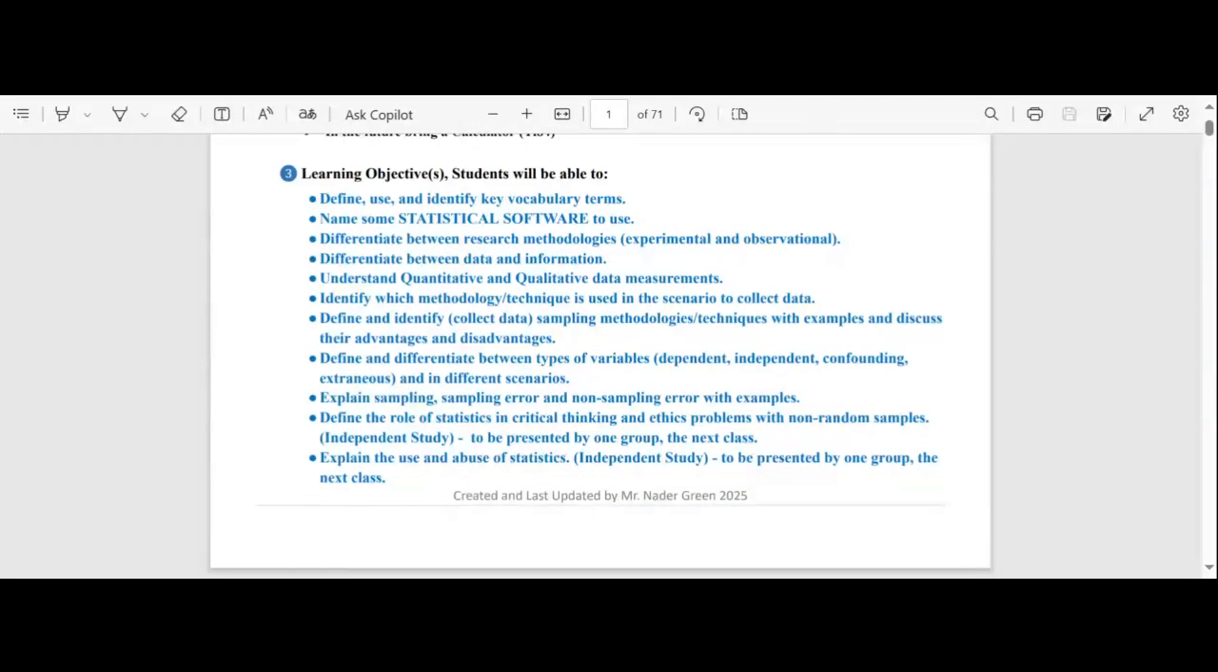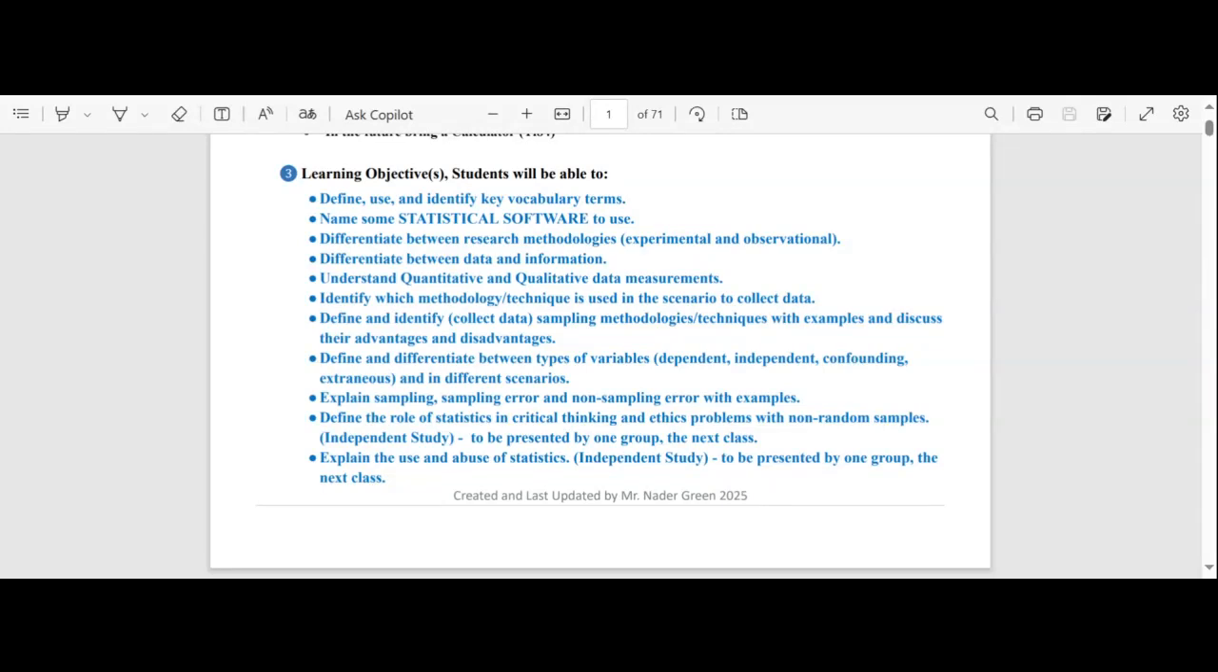Identify which methodology or techniques is used in the scenarios to collect data. Define and identify collecting data and sampling techniques, with examples and discussion with their advantages and disadvantages. I think both of them probably mean the same thing, the two objectives. So I'm going to make a note for myself to just keep one.